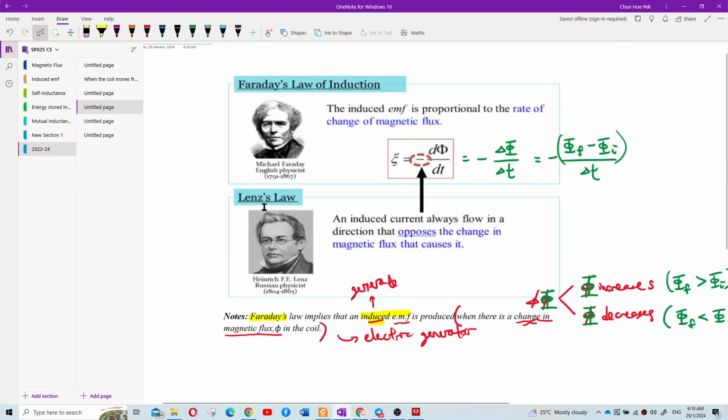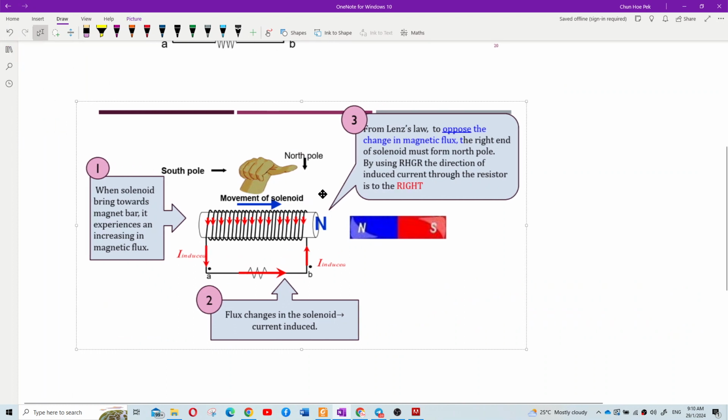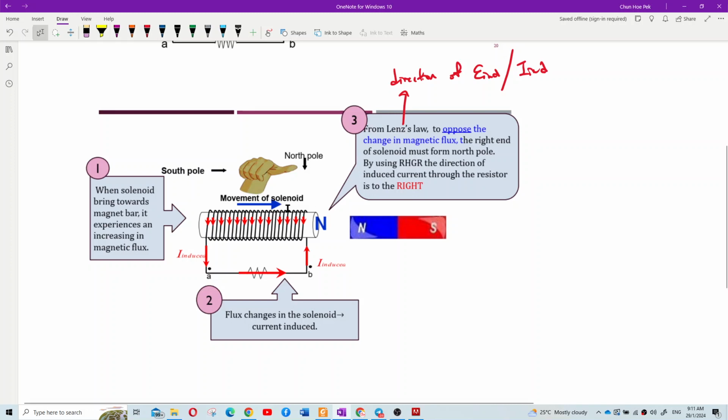Lenz's law nak terangkan ialah Lenz's law is about saying the direction. Boleh begini, class. In short lah, I cannot say too much. Lenz's law is about direction. I just want to summarize for just a few minutes. So Lenz's law is about the direction of induced EMF or induced current. So direction dia apa, kelas?